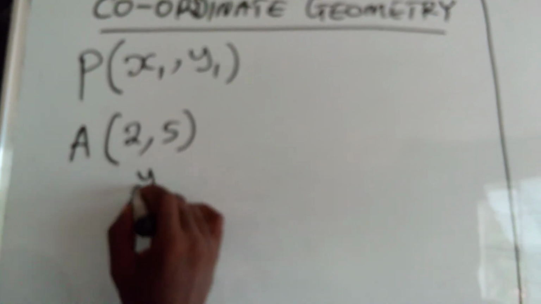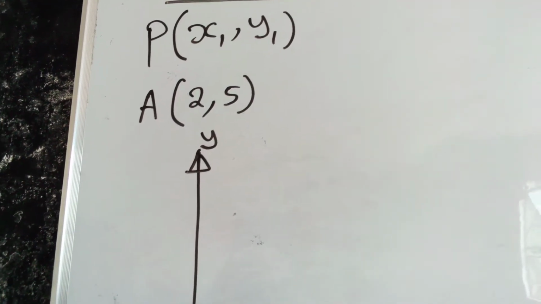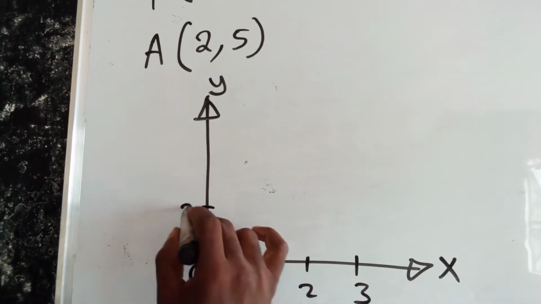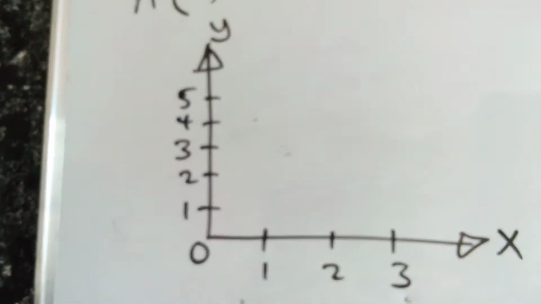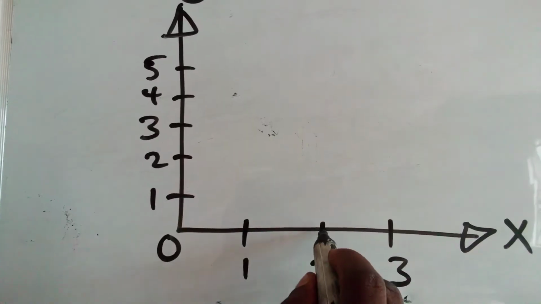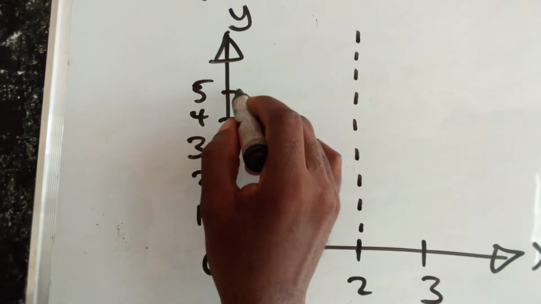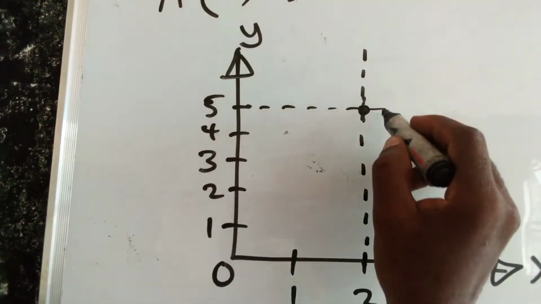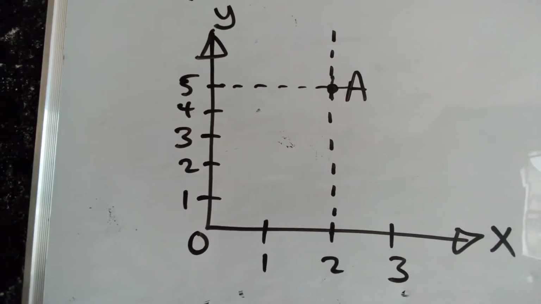This is the Y axis. This is the S axis. Assume that here is 0, here is 1, here is 2, here is 3. Here is 1, 2, 3, 4, 5. What it means is that when S is 2, you trace it, and the Y is 5, you trace it. Where they meet gives you the position of A. So this is how to locate a point.